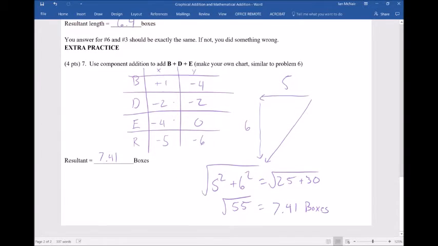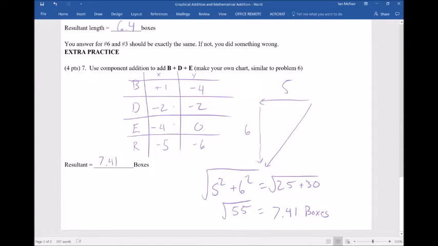So if you have trouble with this worksheet, please let me know. Again, you're not actually finding the total resultant, you're only finding the magnitude of the resultant. We will talk about different directions and things later on.